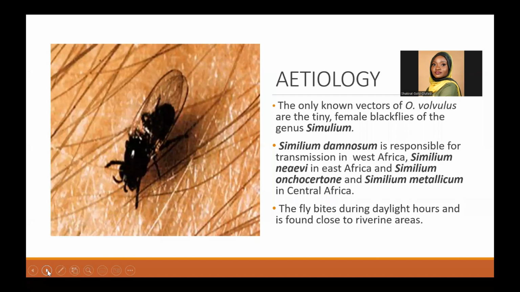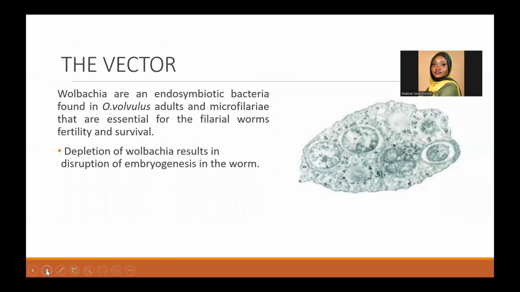And there are different types of Simulium blackflies in different regions of Africa. So you have the Simulium damnosum, which is the one responsible for transmission in Nigeria and other West African countries. There's the Simulium neavei in East Africa, Simulium ochraceum, and Simulium metallicum in Central Africa. And the fly tends to bite during the daylight hours and is found close to riverine areas.